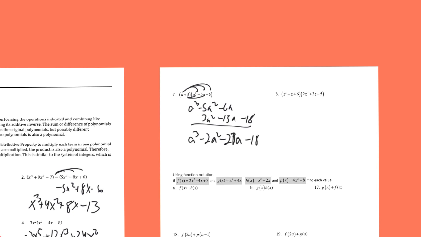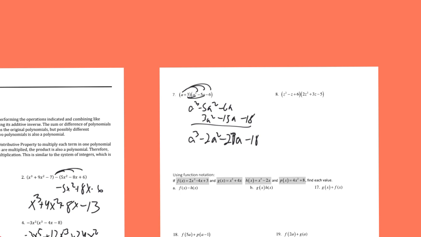On the back, the next question is very much the same. And if you want to work it out, I would strongly suggest that you take the a by all 3, get a cubed minus 5a squared minus 6a, and then take the 3 times all 3, you get 3a squared minus 15a, and then minus 18. So combining like terms, you get a cubed minus 2a squared minus 21a, and then minus 18.